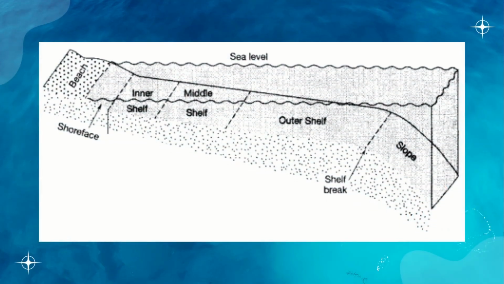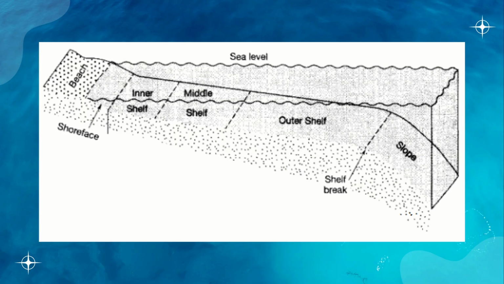This figure shows the sub-environments of the siliciclastic marine environment, from the shore out to the deep ocean. Starting at the left, we have the beach and shore face, which are the shallowest parts closest to land. Moving seaward, the first zone is the inner shelf, which is shallow and influenced by waves and tides. Next is the middle shelf, which is deeper and calmer, where finer sediments like silt and clay tend to settle.